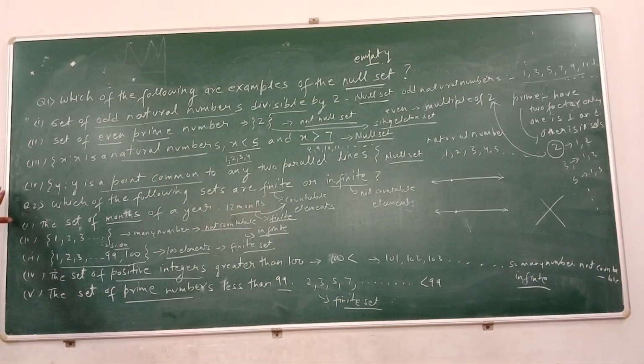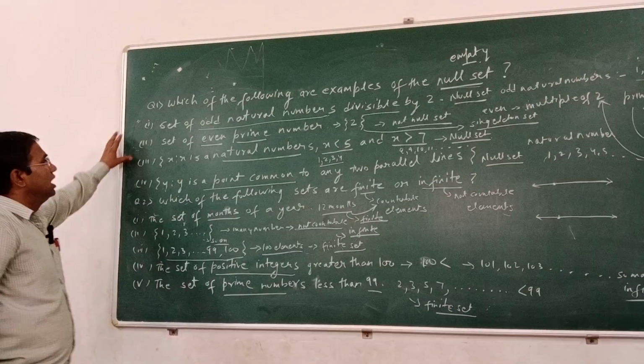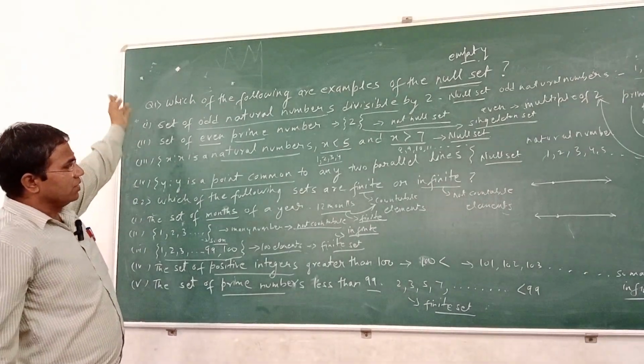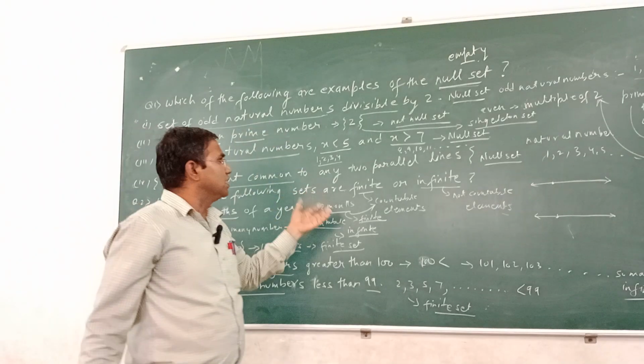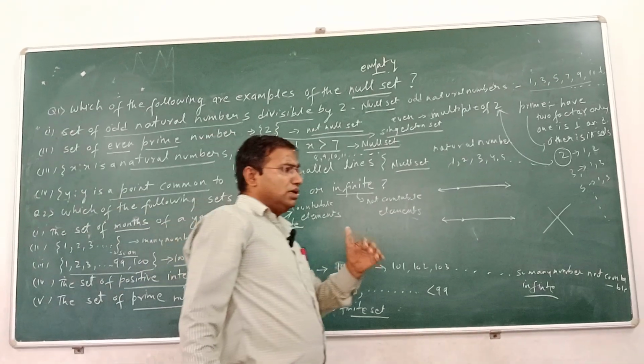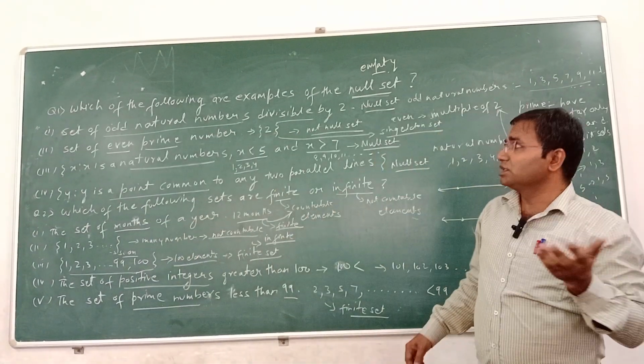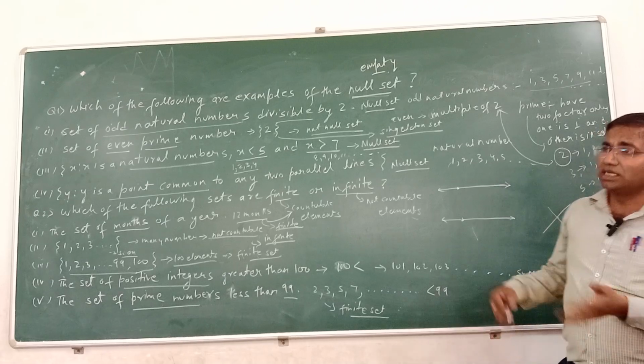In this way we can write which one will be finite, which will be infinite and which will be the null set. So in this video we have discussed the null set and finite or infinite sets. In the next video we will discuss some more examples of other types of sets.